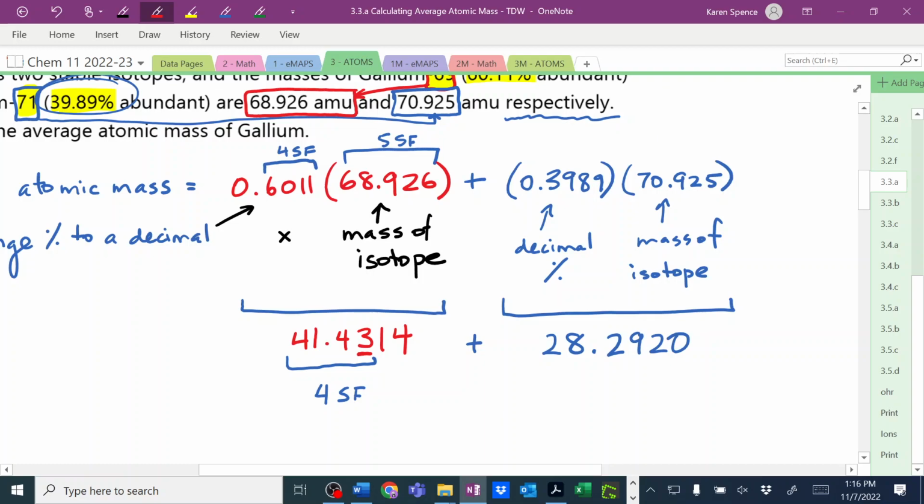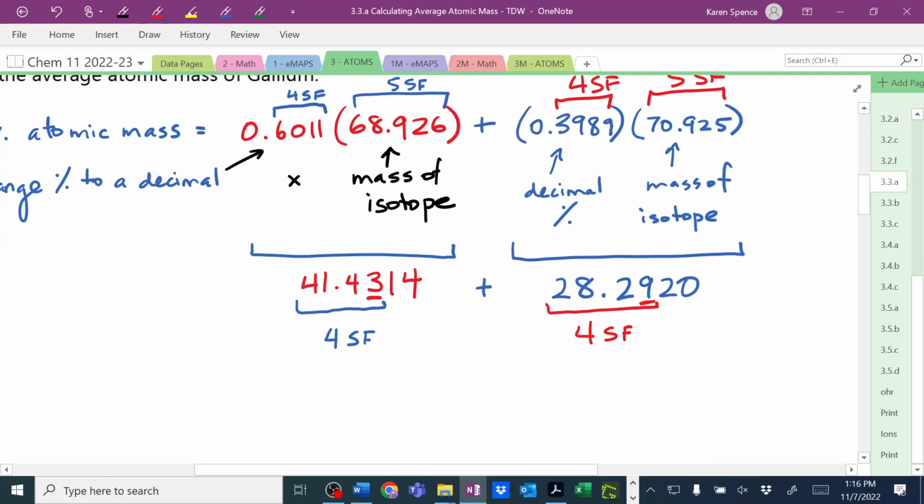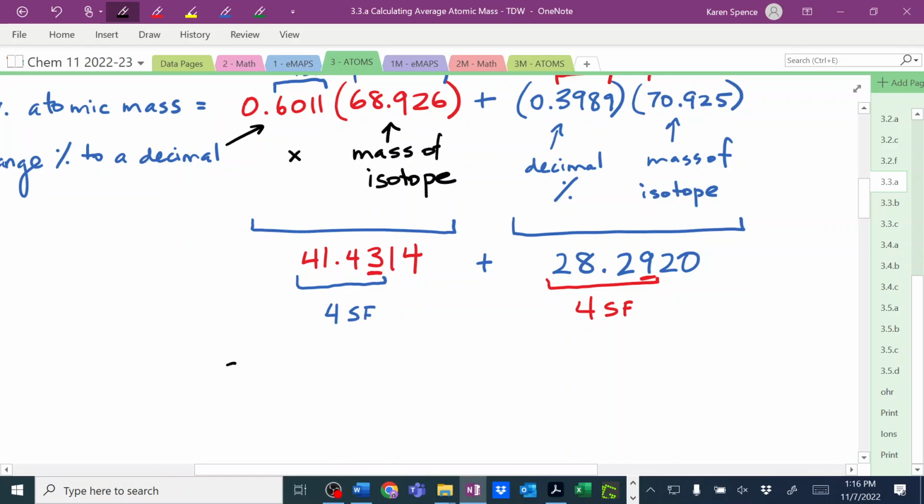Same thing for the next one, right? We've got 4 sig figs. We have 5 sig figs, so we should have 4 sig figs here. And who is our uncertain digit? 9. So when we add these two numbers together, we get plus 41.4314 equals 69.7234.